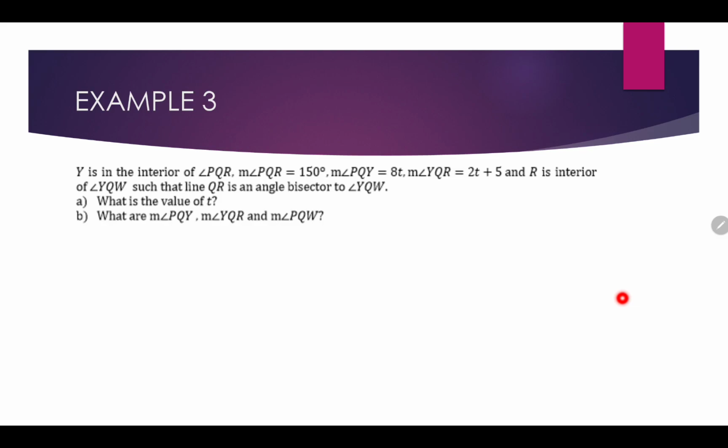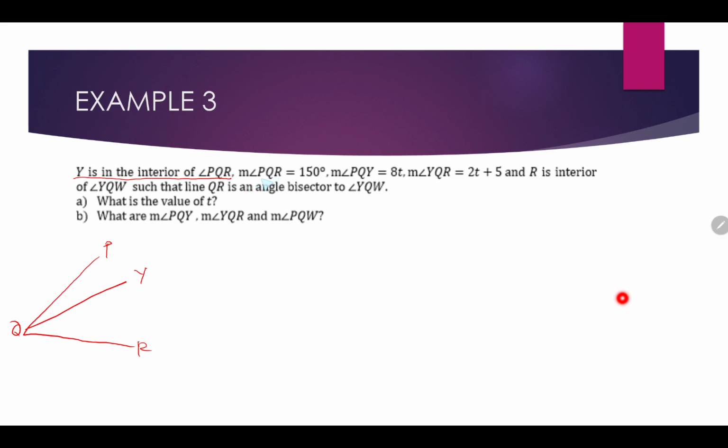Okay, the first sentence here is Y is in the interior of angle PQR. So imagine that we have here P, Q and R. So Y is in the interior. Y kat sini.